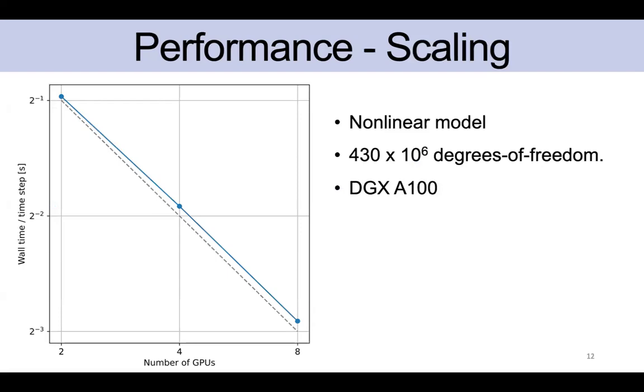We implemented a multi-GPU implementation as well. If you are using a DGX A100, for my implementation with 430 million degrees of freedom, you can get almost perfect strong scaling. This is using just a single DGX A100, that's why you get 8 GPUs.